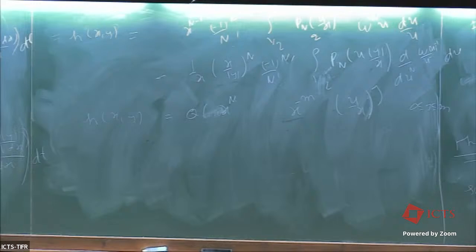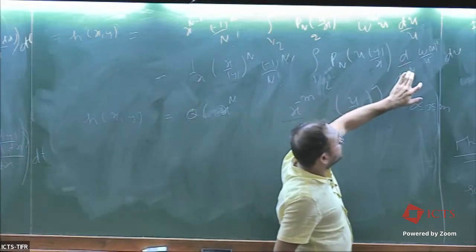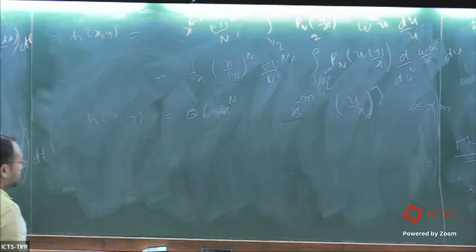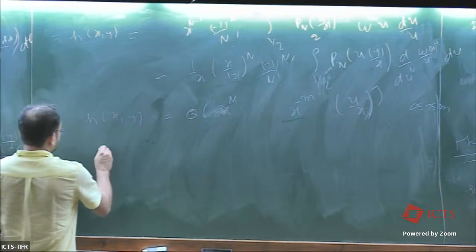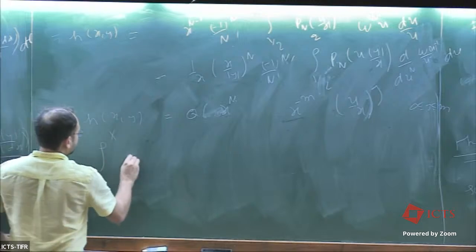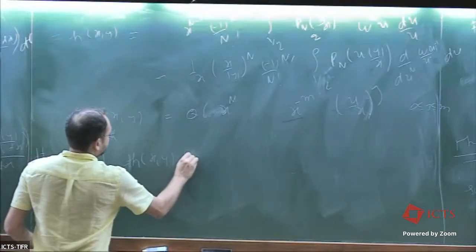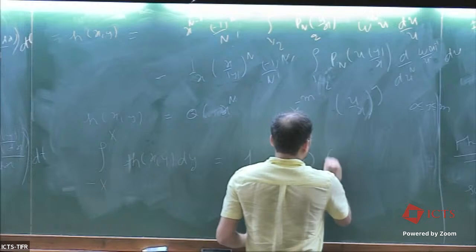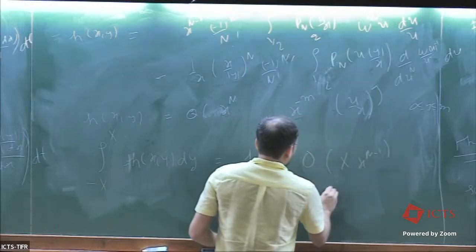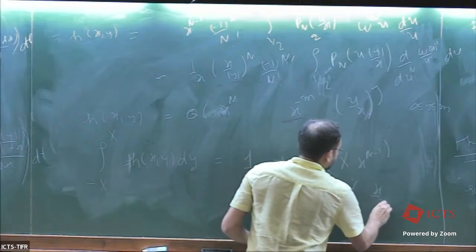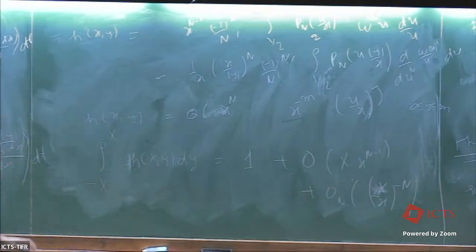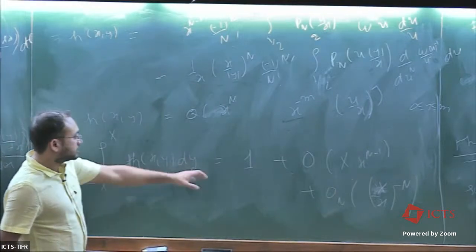This one, the nth derivative of w of u inverse by u inverse, du. Okay. Next time, in the next lemma, I think we will prove what Binay wants: if you have an integral from minus x to x of h of x, y dy, this is just 1 plus big O of x to the power n minus 1, plus big O of x by x to the power minus n. So here the integral with respect to the second variable, on average, just behaves like 1.